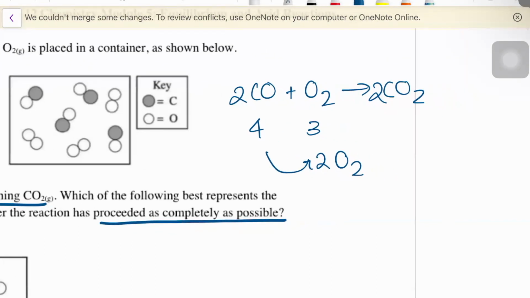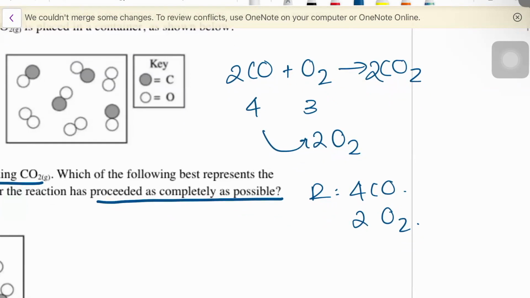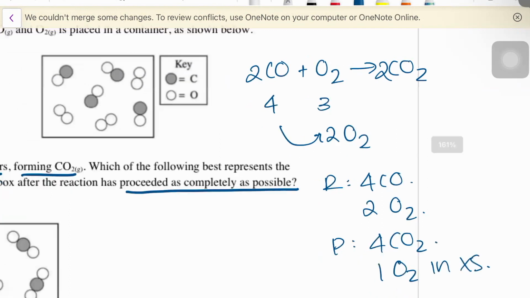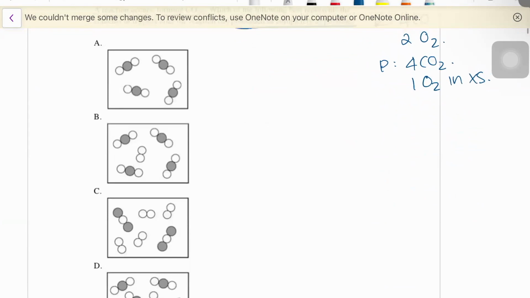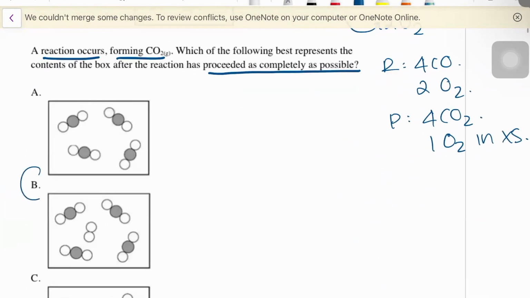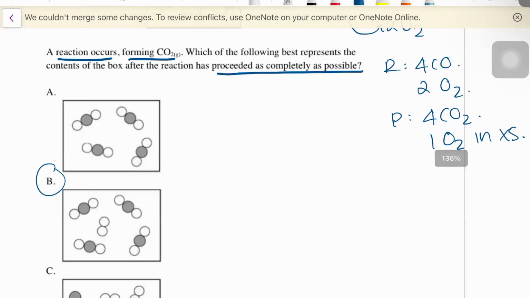Okay, so what ends up happening is I react all 4 of my COs and I react 2 of my O2s, which means what I get left with at the end in terms of my products, I get 4 CO2s made and I get 1 O2 left over. Okay, so that's going to be what ends up at the very end of my reaction, which means that's going to be the option that I pick. So in terms of this, my answer is going to be B, because that forms my 4 CO2 and my 1 O2.